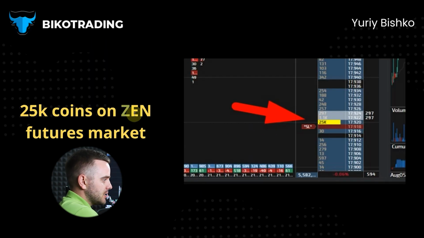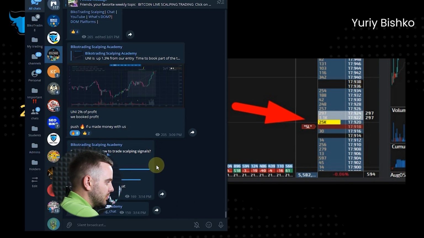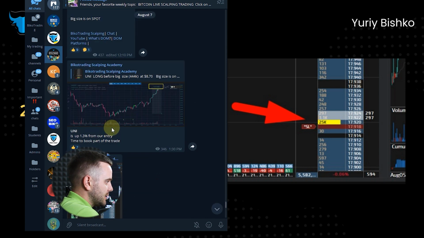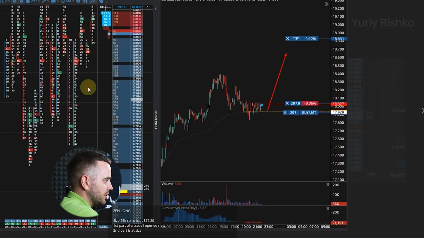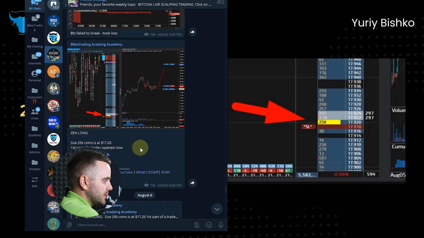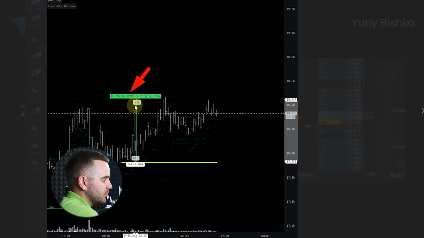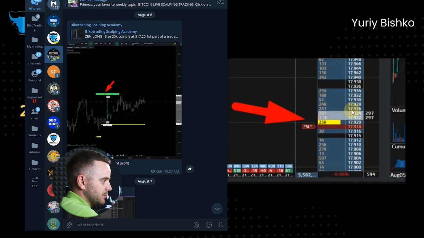Another example, SEN, 25,000 coins at price 1792. It is approximately 440k. And by the way, have a look, we gave that signal yesterday. I gave that signal to people to take a long before that size, pay attention. And after that, within a few hours, price rose by 3%.